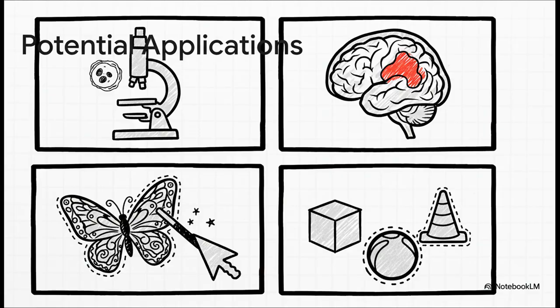For scientists, this means being able to precisely analyze microscopic cell structures. For doctors, it could mean outlining the exact boundary of a tumor with pixel-perfect accuracy. For creative professionals, this is basically the next generation of Photoshop's magic wand tool, but on steroids. And for things like robots and drones, it gives them a much deeper, more nuanced understanding of all the objects in the world around them.